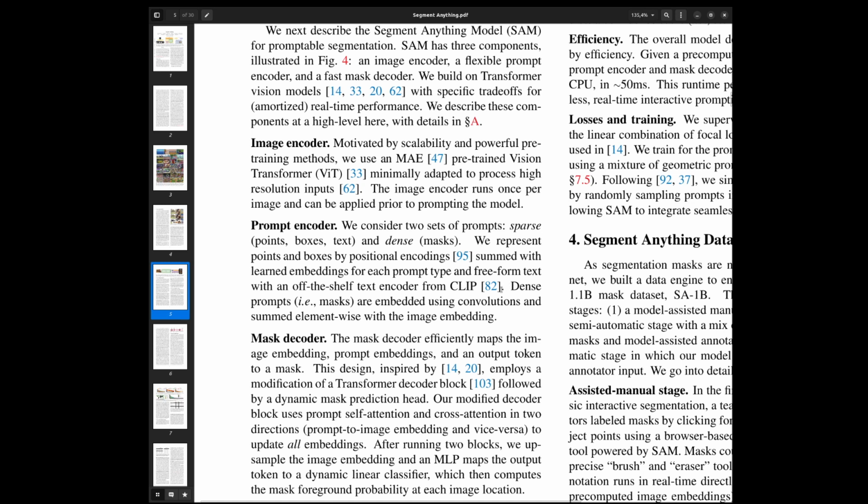Okay, wait, there is something going on here. So we represent points and boxes by positional encoding, summed with learnable embeddings for each prompt type. Okay, so you have a learnable embedding for each prompt type. That kind of makes sense. So I learn a token for each of the prompt types: a token for points, a token for boxes, a token for text, and so on.